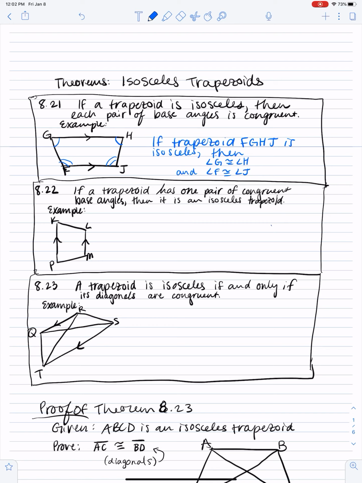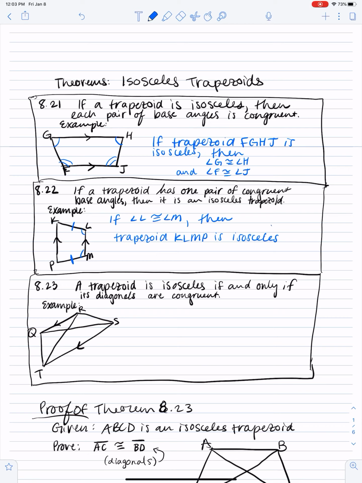Okay, 8.22, if a trapezoid has one pair of congruent base angles, then it's isosceles. So we can look at this example here and say, if angle L is congruent to angle M, those are base angles to each other. So if they're congruent, then trapezoid KLMP is isosceles, which means that these two legs are going to be congruent as well. So we can get that information just from one set of base angles being congruent to each other.